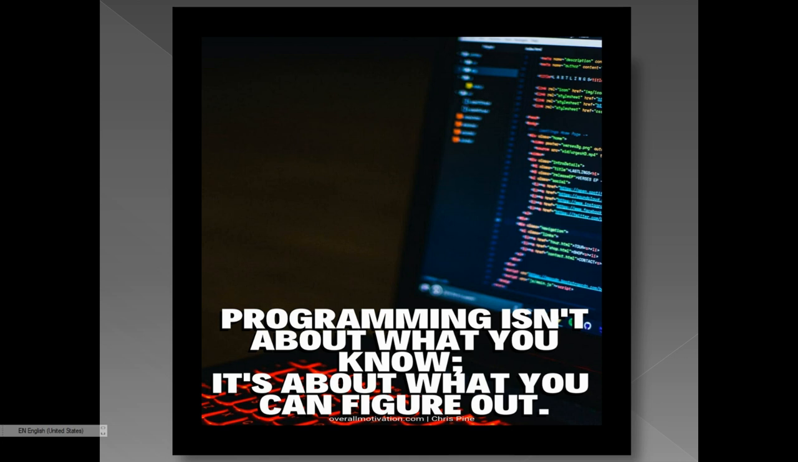Programming isn't about what you know, it's about what you can figure out.